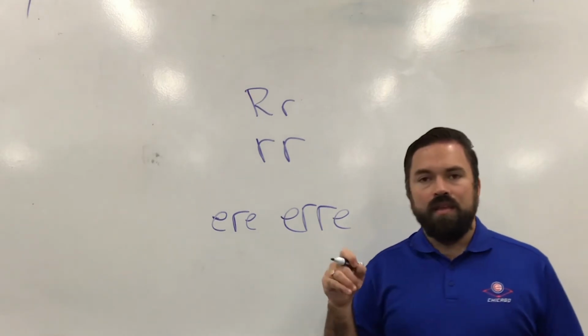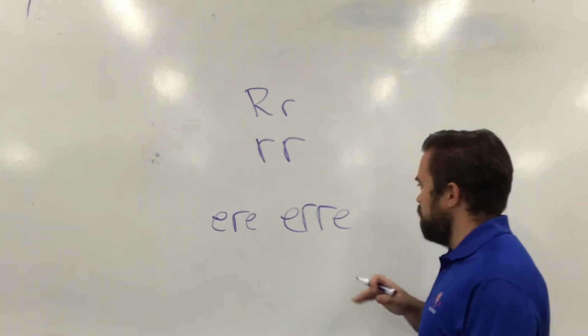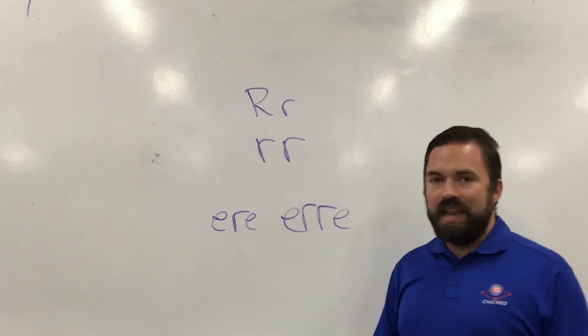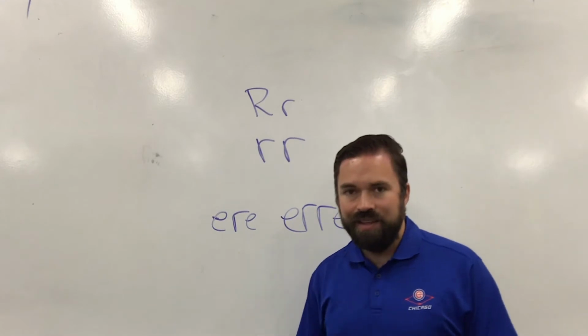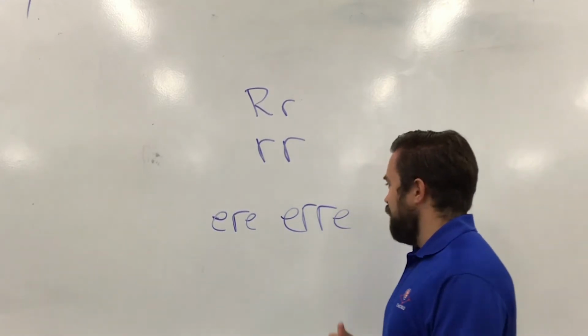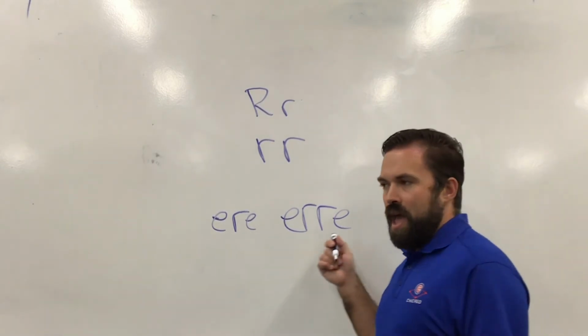Erre, okay, the tip of your tongue should flicker against the top of your mouth. It should happen 2 or 3 times. Erre. It's not erre. Okay, we're not doing that. Again, we're not starting a motorcycle. We're not purring like a cat. Okay, but ere, erre, ere, erre.